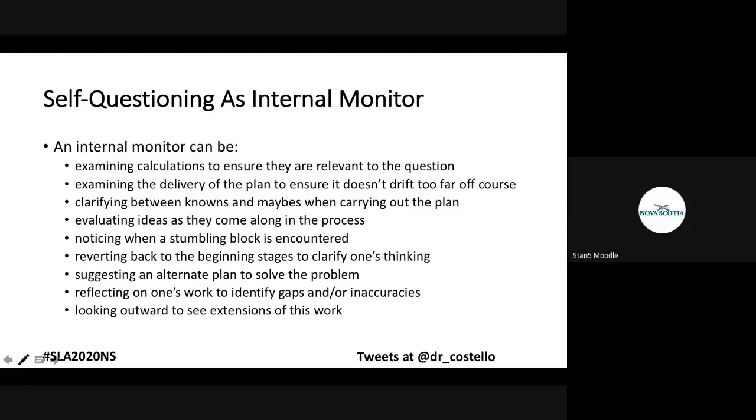Oh, there we go. We have a strength from Jacqueline, suggesting an alternate plan. And then her needs work is evaluating ideas as they come along. We have Dwayne saying a strength, knowns and maybes. And then a different Jacqueline, if I'm pronouncing everyone's name properly, a strength, reflecting on one's work to identify gaps and/or inaccuracies. Kelly, strength, knowns versus maybes.